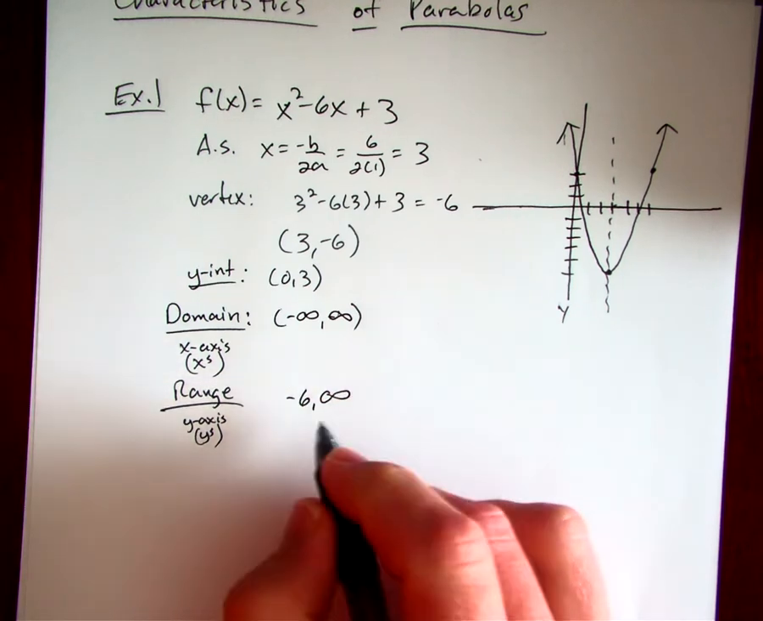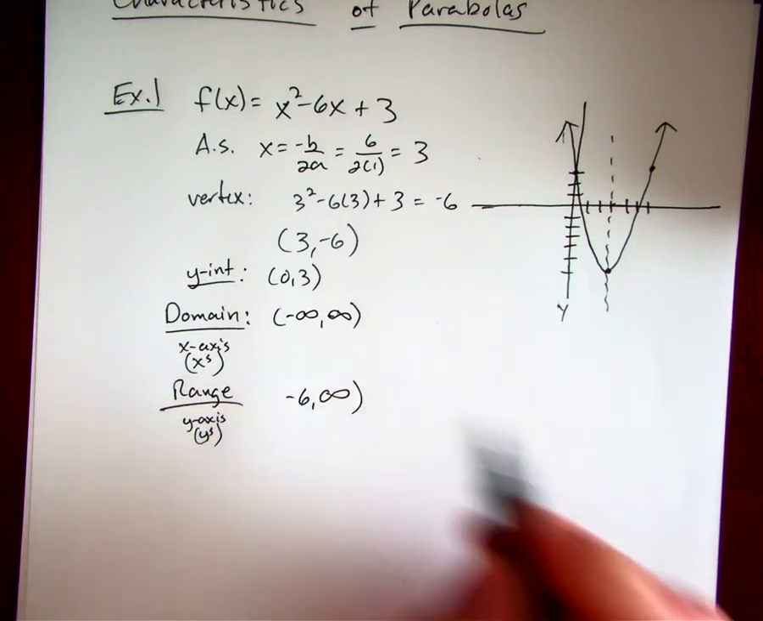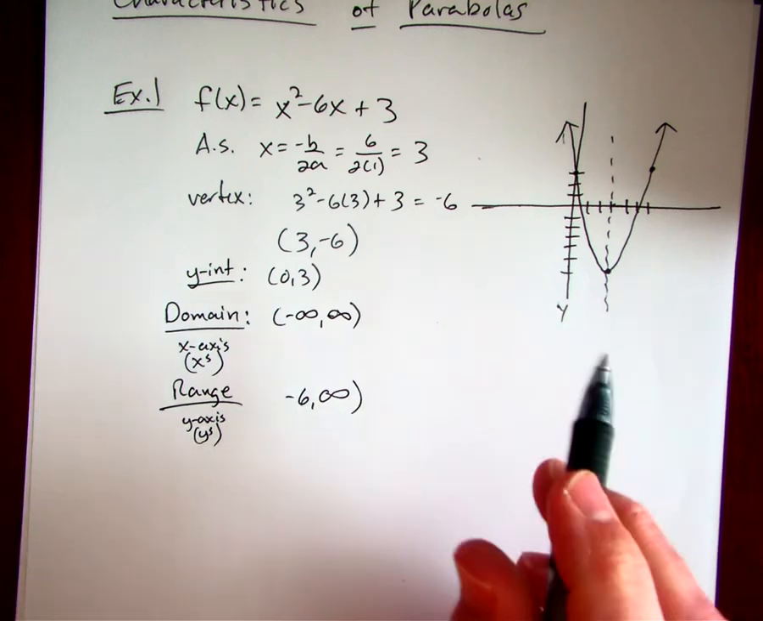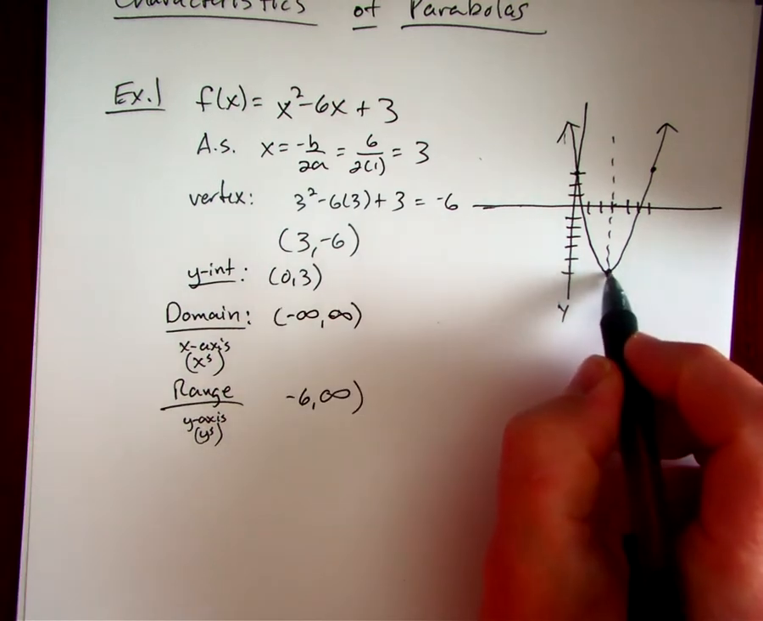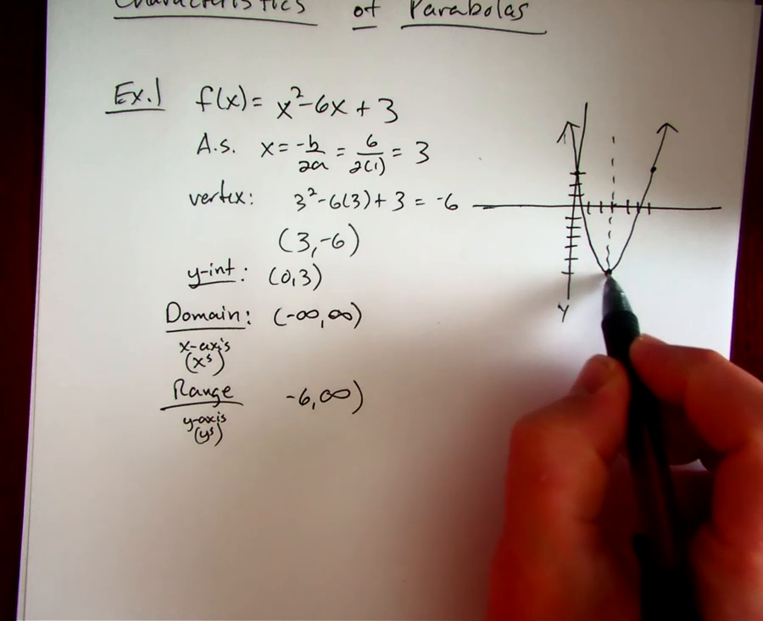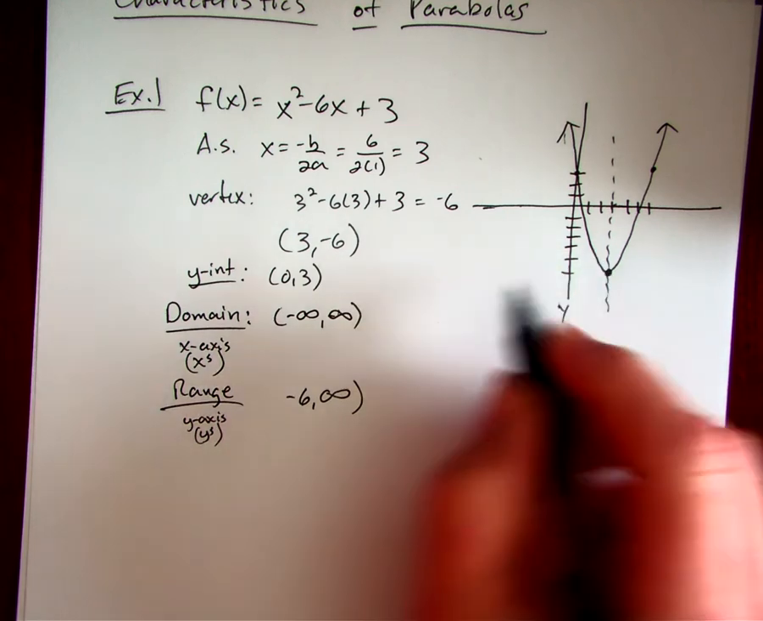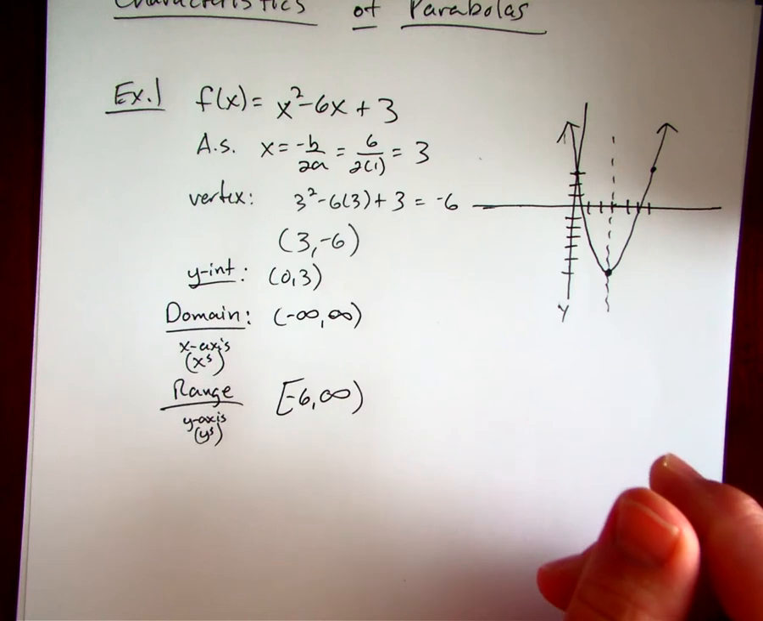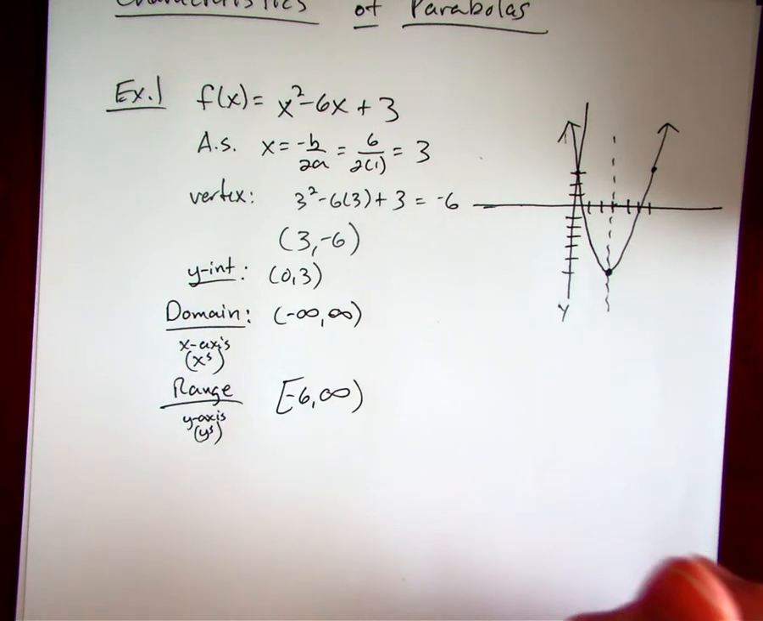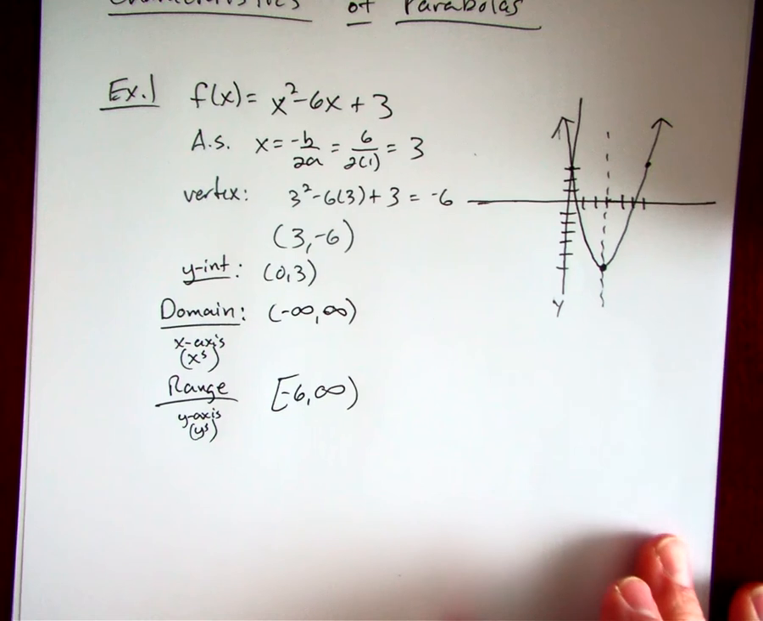Well, you might ask yourself, all right, what do I put around these? Well, infinities always get parentheses because you can never equal infinity. But does the graph actually exist at negative 6? Is there a point there on the parabola that exists at negative 6? The answer is yes. So you're going to use brackets because brackets mean equal to. Okay, so we got domain, we got range.